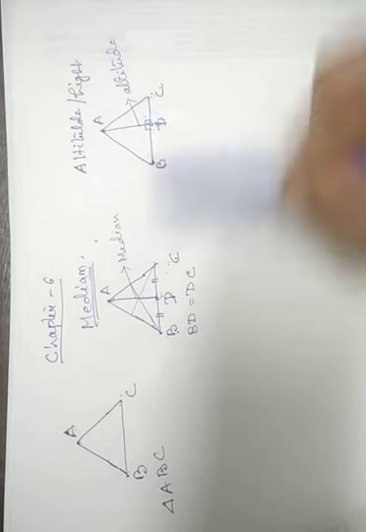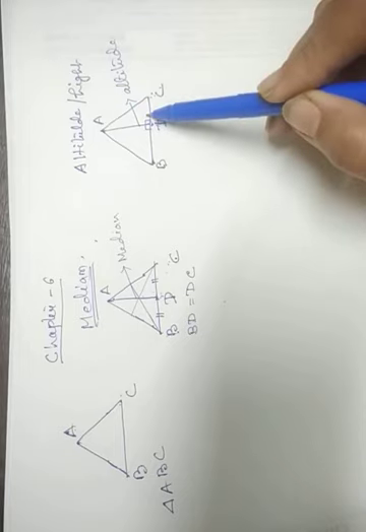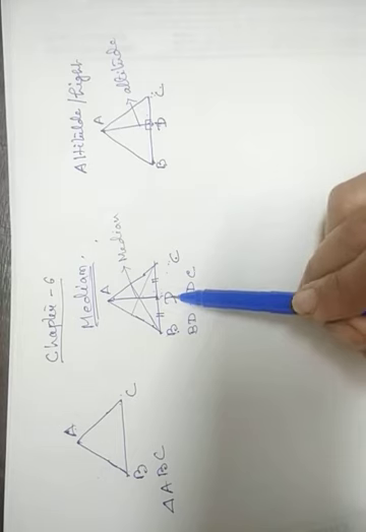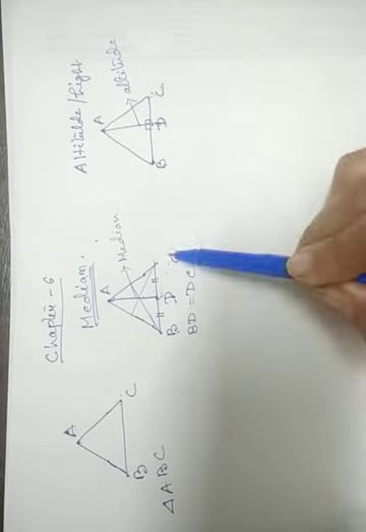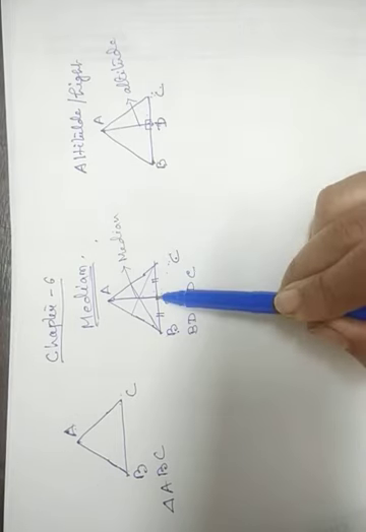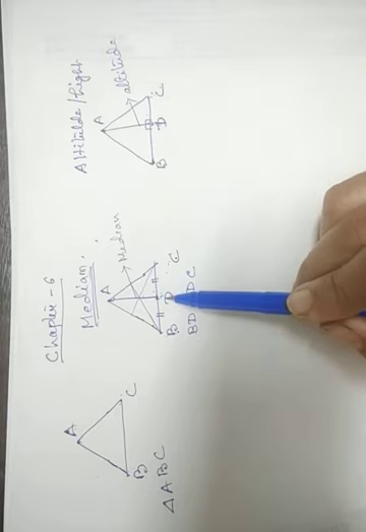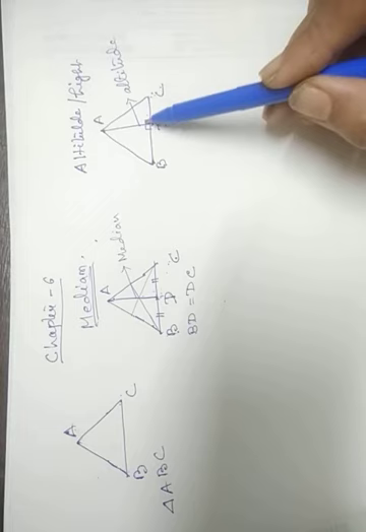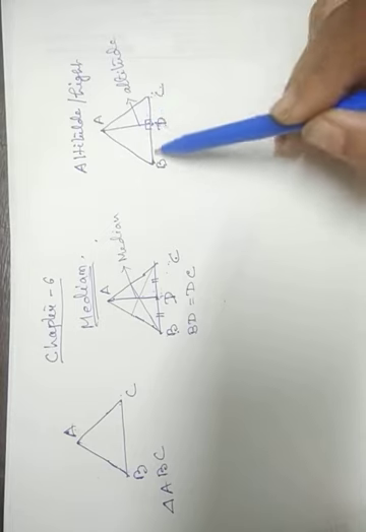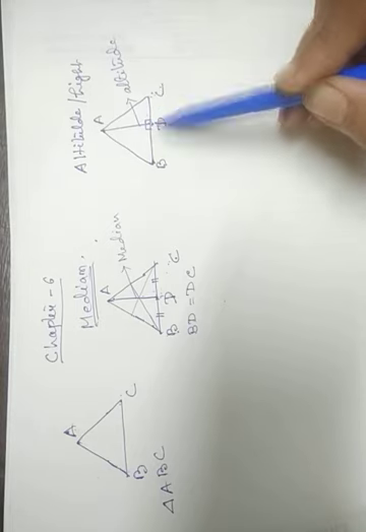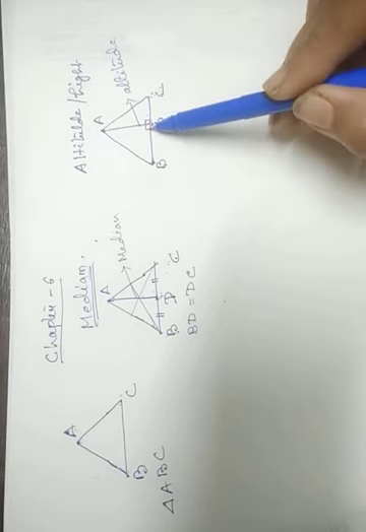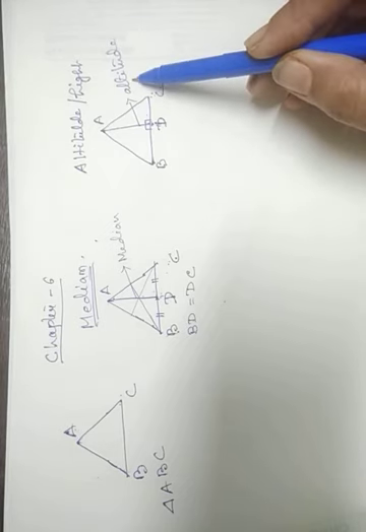So what is the difference between median and altitude? In a median, D is the midpoint of BC. It may not be 90 degrees. Then it is called the median. Here, D makes 90 degrees, but it may not be the midpoint. BD may not equal DC. Then it is called the altitude.